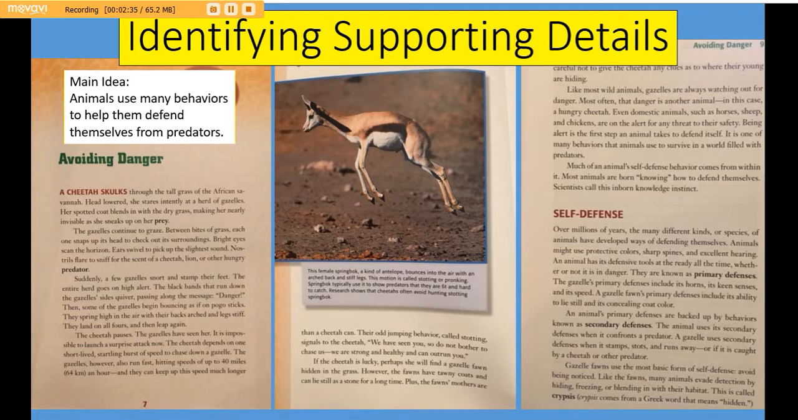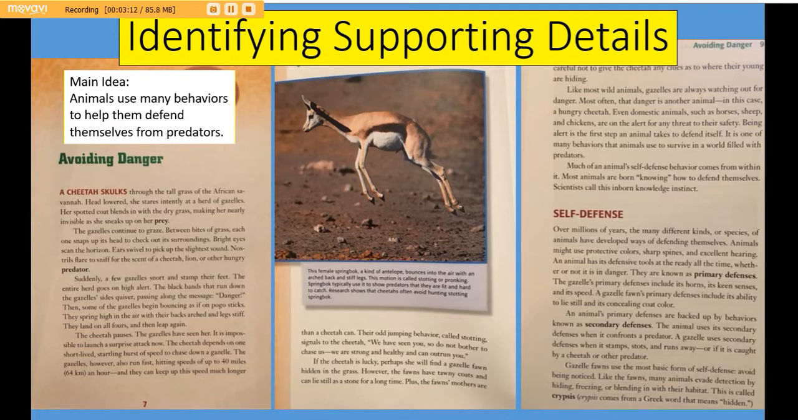Suddenly, a few gazelles snort and stamp their feet. The entire herd goes on high alert. The black bands that run down the gazelle's sides quiver, passing along the message, "Danger!" Then some of the gazelles begin bouncing as if on pogo sticks. They spring high in the air with their backs arched and legs stiff. They land on all fours and then leap again. The cheetah pauses. The gazelles have seen her. It is impossible to launch a surprise attack now.